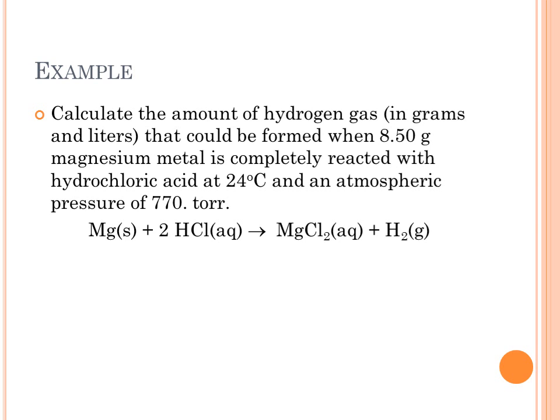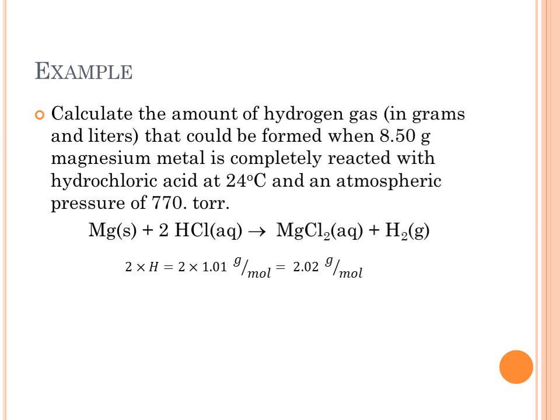Calculate the amount of hydrogen gas in grams, which will be from stoichiometry, and liters, which will be from gas laws, that can be formed when 8.5 grams of magnesium metal is completely reacted with hydrochloric acid at 24 degrees Celsius at an atmospheric pressure of 770 torr. And we have the balanced reaction, magnesium reacting with 2 HCl's to form magnesium chloride and hydrogen gas. What we're going to be interested in is the hydrogen gas because it's the gas.